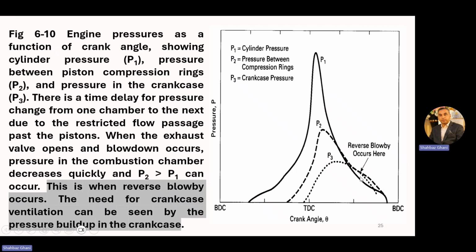But somewhere near when your exhaust valves open here, the pressure in the combustion chamber drops quickly. But the pressure between the compression rings is more, and the crankcase pressure is more. So we have a reverse blow-by here in this region. When we have exhaust blowdown, we have a reverse blow-by because P2 is greater than P1. So high pressure gases will try to escape past the compression ring, go to the combustion chamber and go to the exhaust.